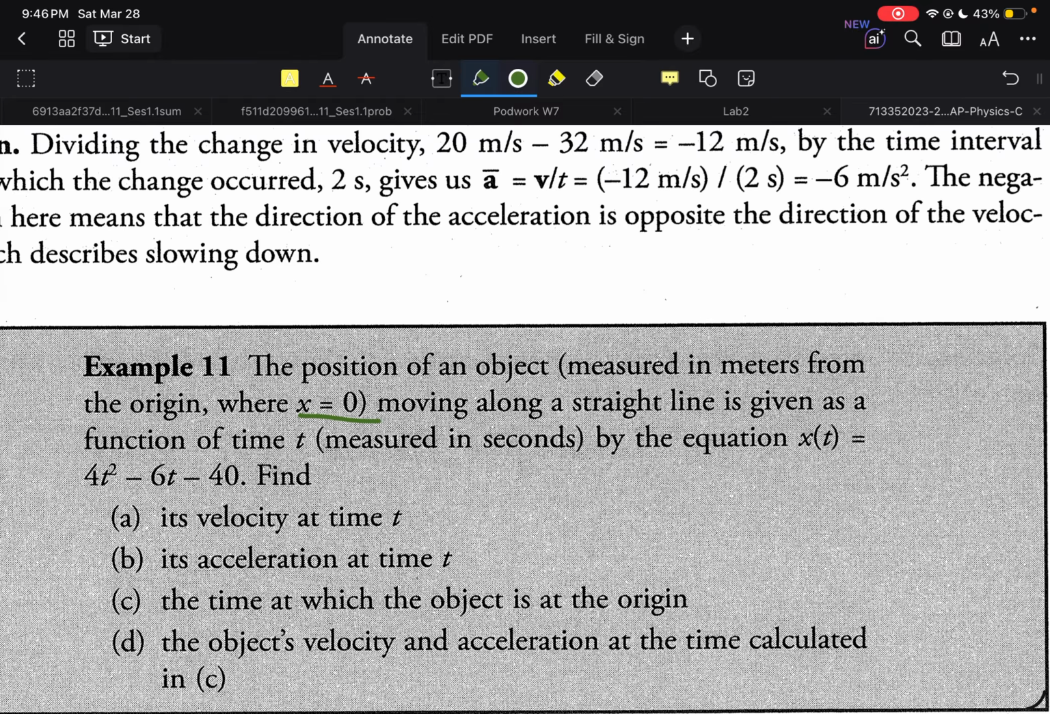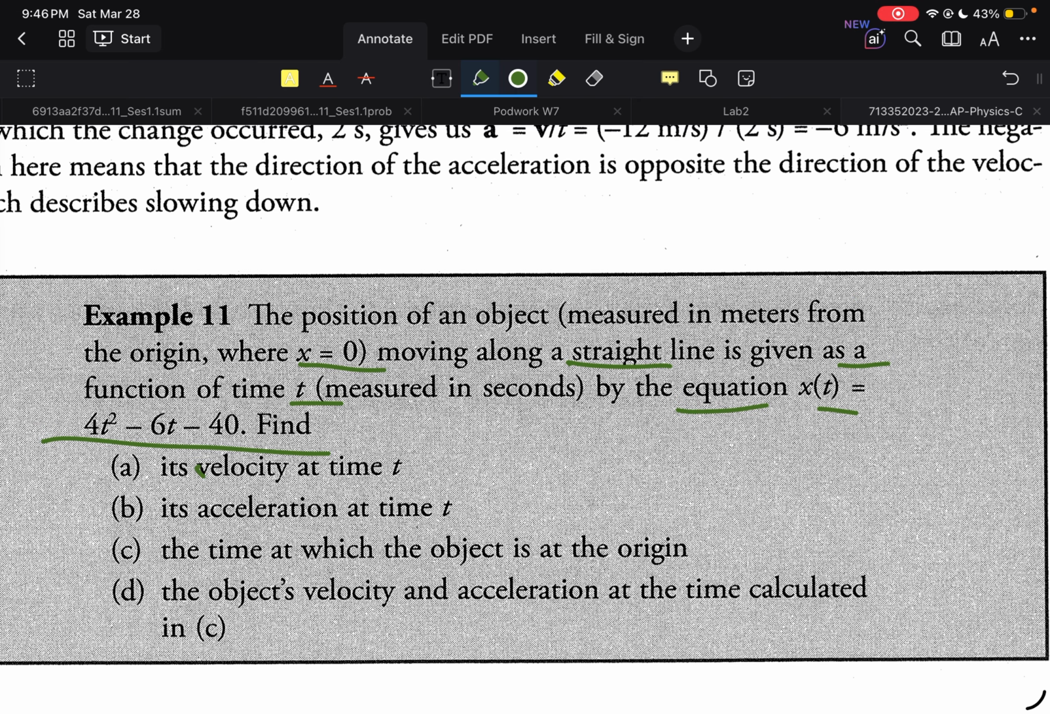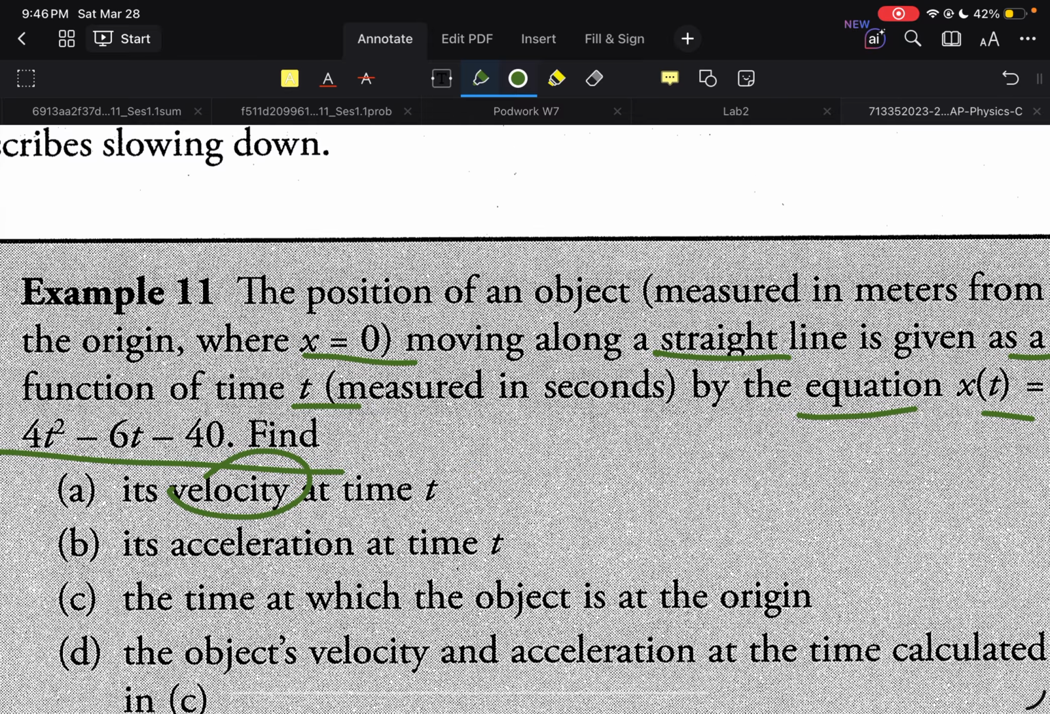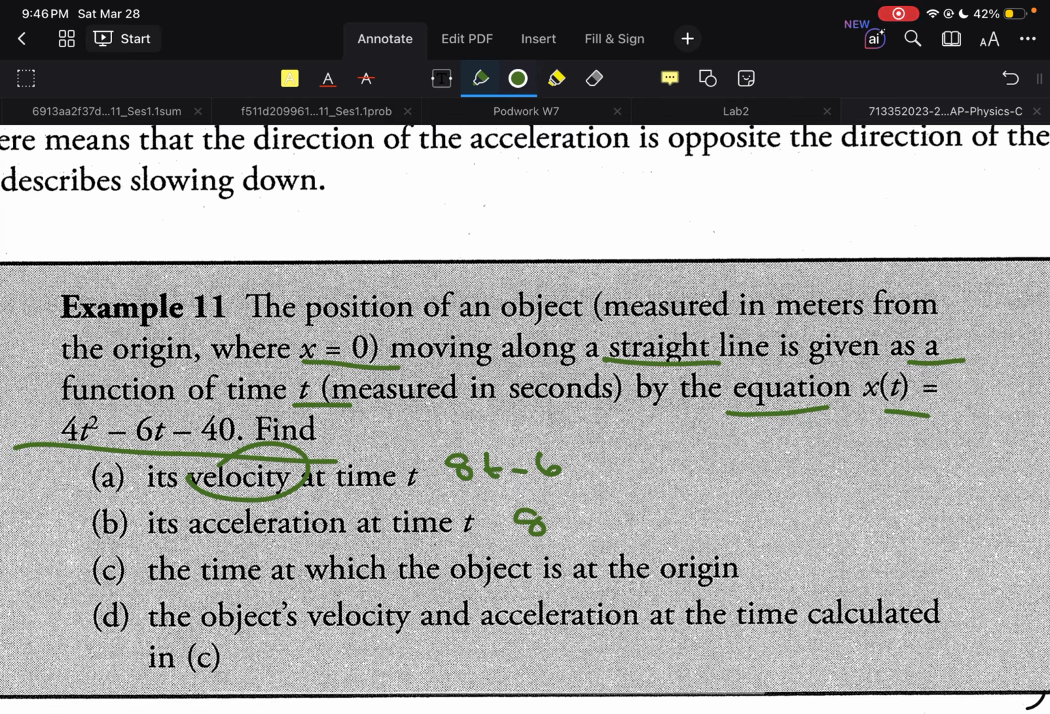Position of the object, measured in meters from the origin along x, moving along a straight line, is given as a function of time t by the equation. Find the velocity at time t, and the acceleration at time t. Okay, so velocity at time t. We might look at this and go, whoa, but chill, it's not that bad. We know the velocity is the first derivative. Taking the first derivative of this, it's just 8t minus 6. The second derivative is just 8.